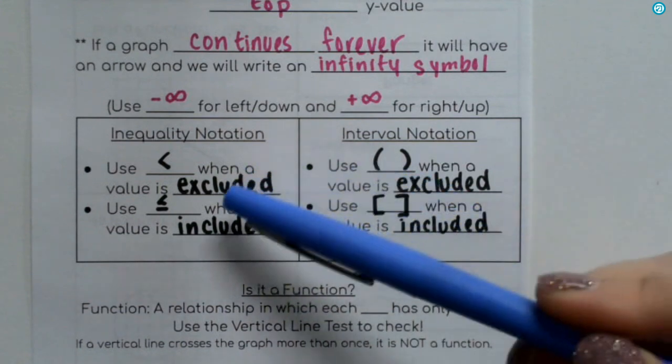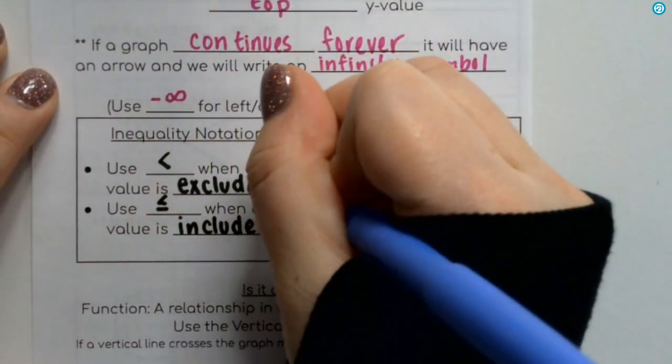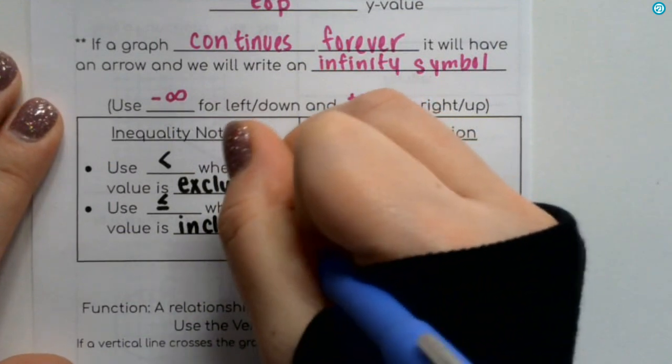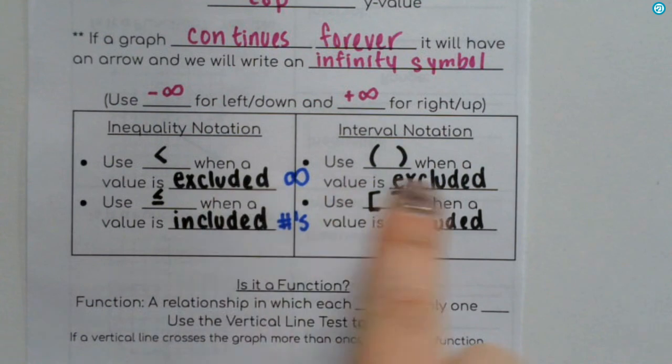For the excluded values for today, the values that are going to be excluded for our purposes are our infinities. So I'm going to write an infinity sign right here. The values that are going to be included for today are numbers. The reason why numbers are included is we can be a number. You can be at 5, you can be at 7, you can be at -12. Infinity is more of a concept. So since we can never quite reach infinity, it's never included. So that's why we'll always use parentheses or less than symbols with it.